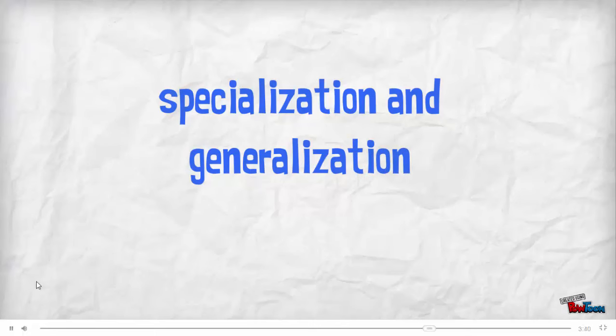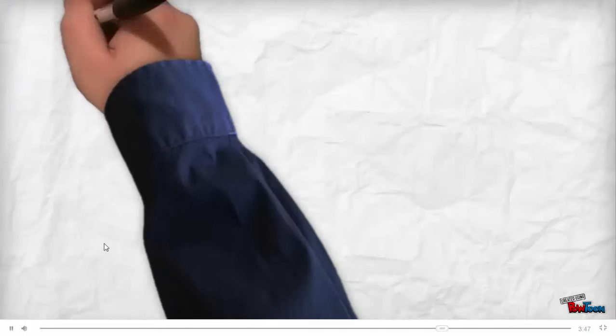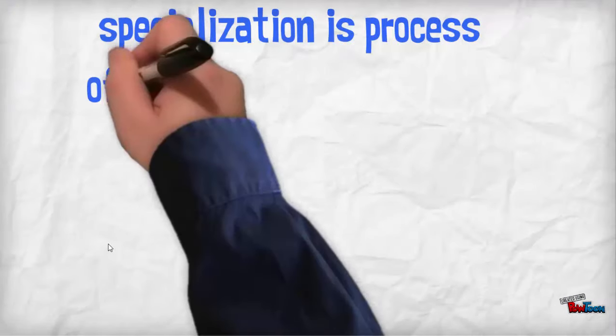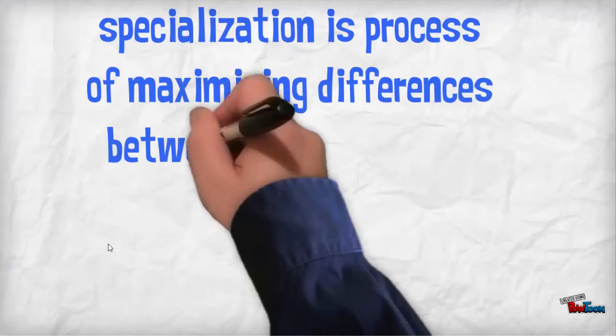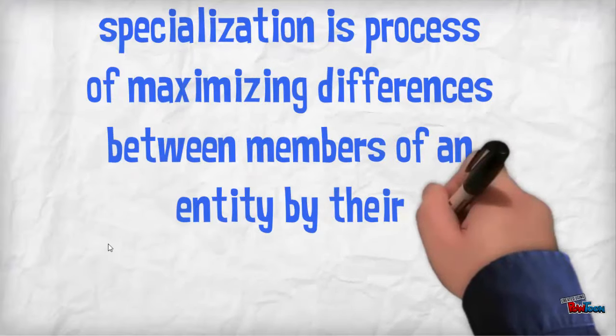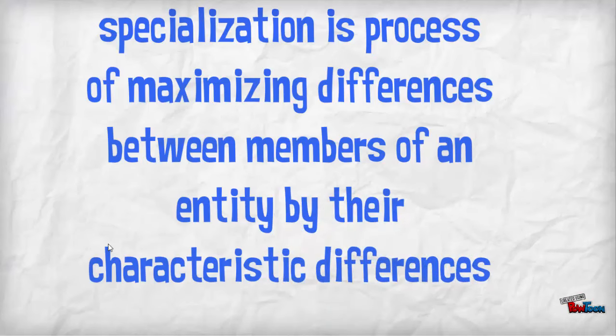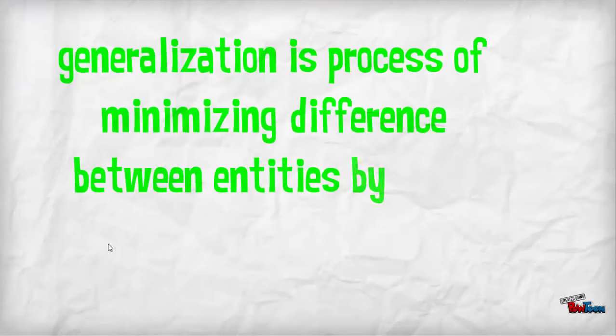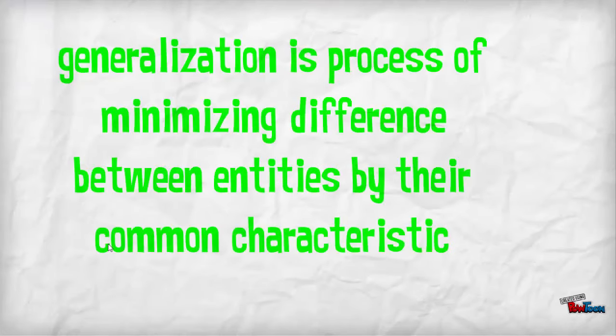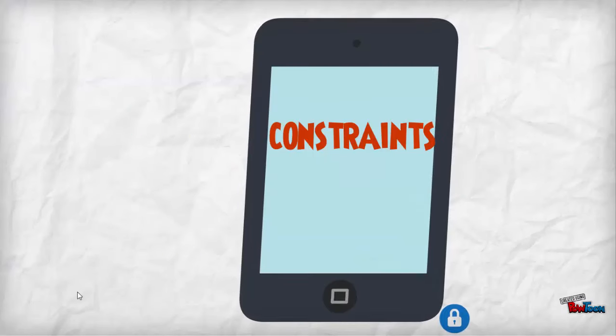Specialization and generalization. Specialization is a process of maximizing differences between members of an entity by their characteristic differences. And generalization is a process of minimizing differences between entities by their common characteristics.